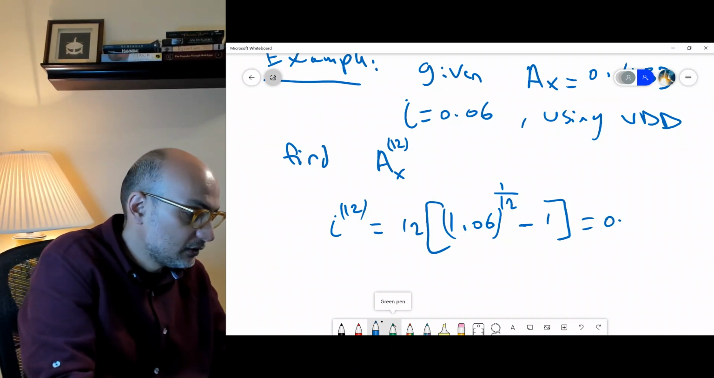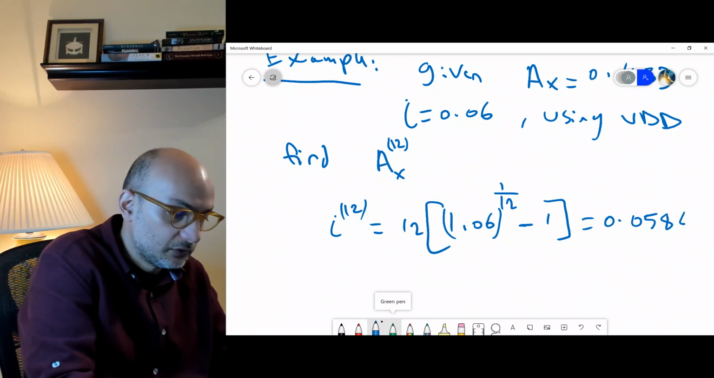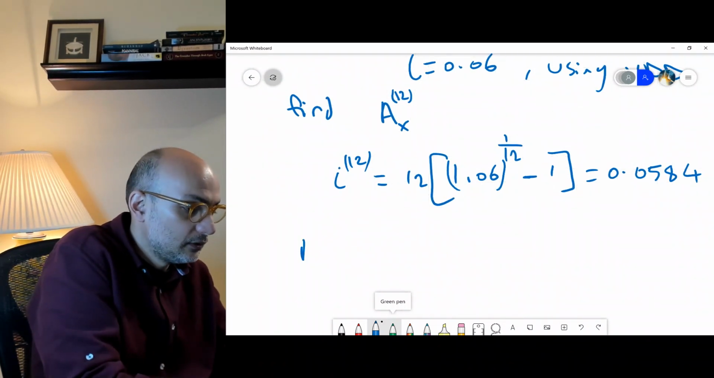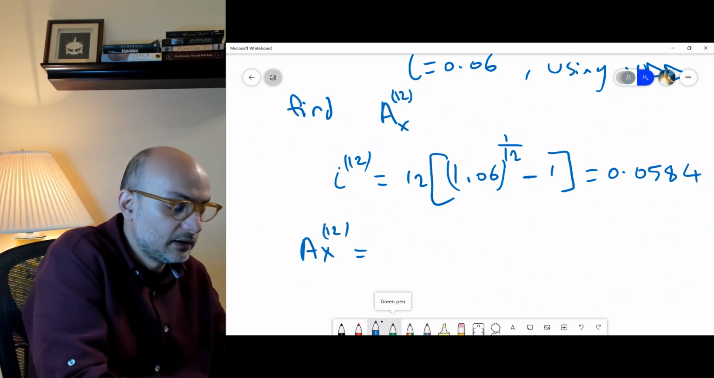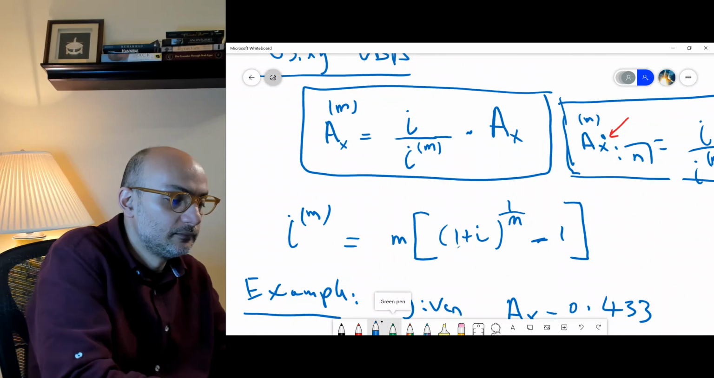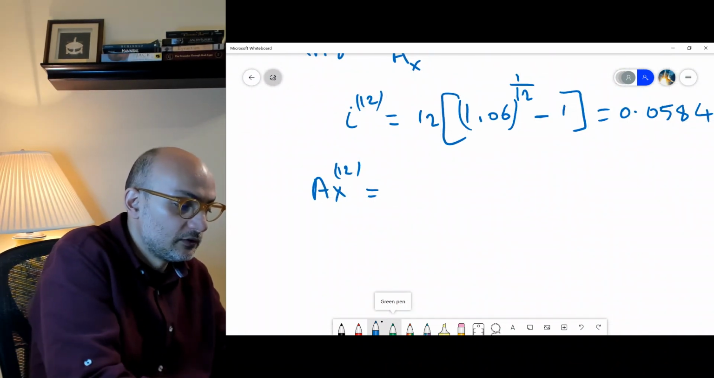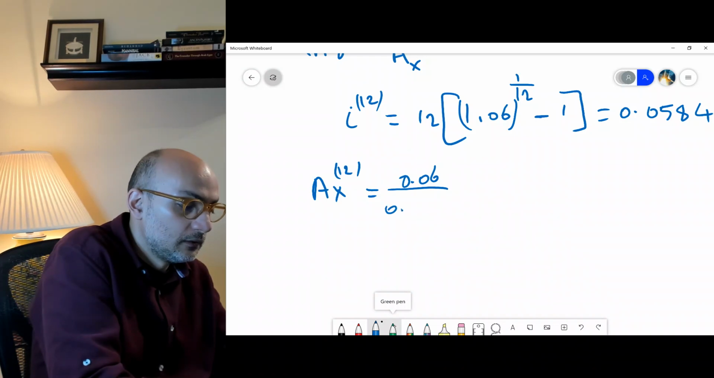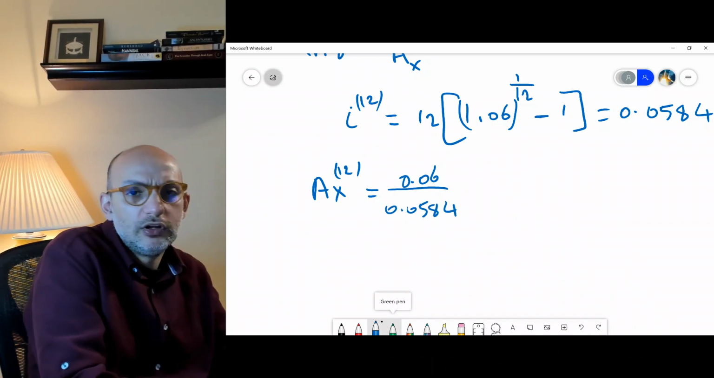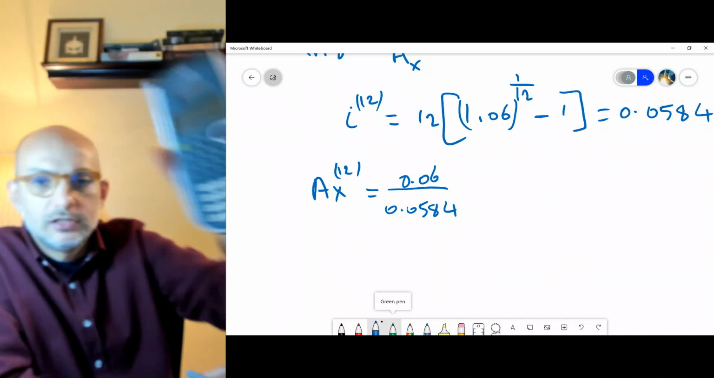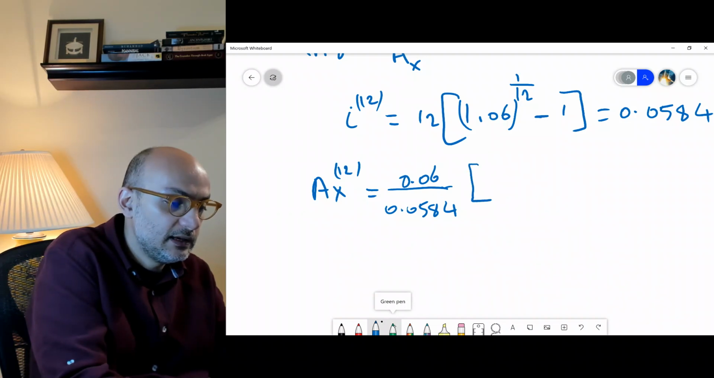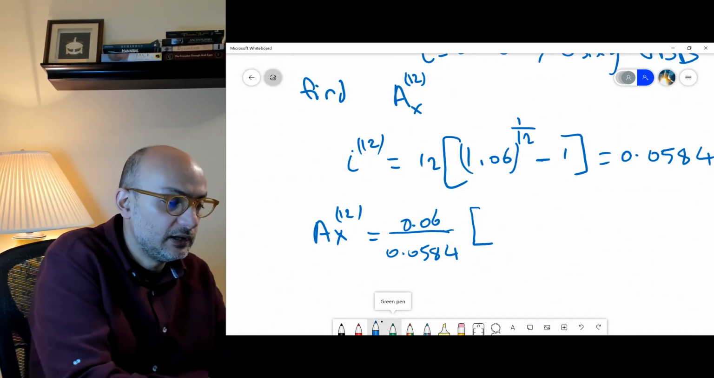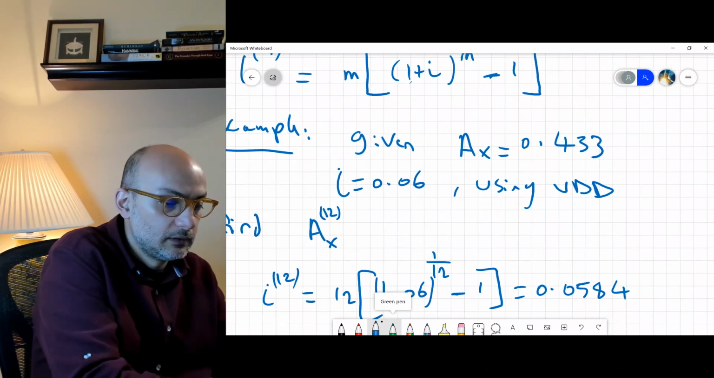It is 0.584. Right. Now for A12, we should remember the formula, this i over i^(12). So 6%. Usually keep it in your calculator. Very important to keep it in your calculator so you don't lose any decimal. Multiplied by A_x, which is given to us in the question, 0.433.